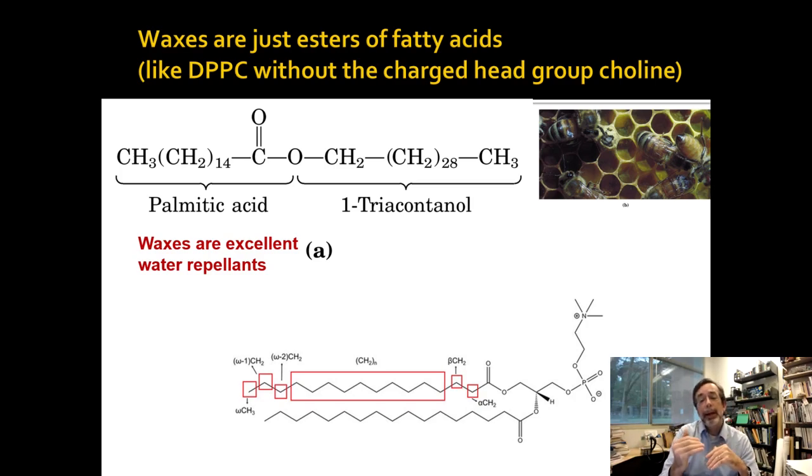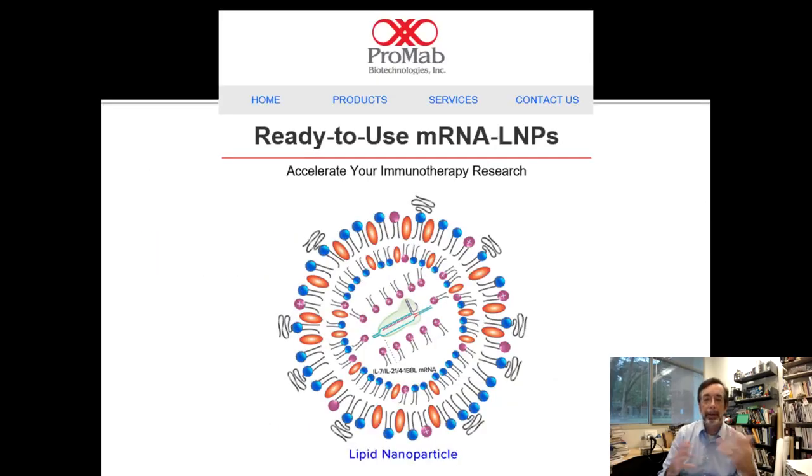And at the bottom you can see the DPPC has this very waxy part of it. The palmitate is very waxy, but it's only half waxy. The other half is what we call the head group, because it will like to interact with water. It's hydrophilic rather than hydrophobic.